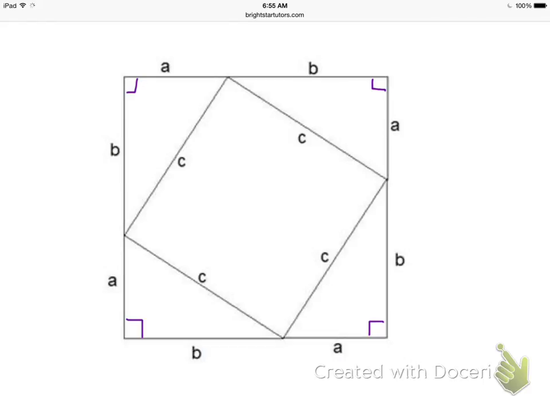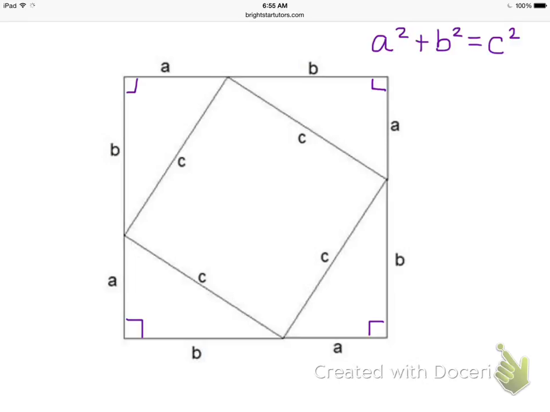Okay, so remember, we're trying to show that if we take A and square it and then add it to B squared, we get C squared. I'm not expecting you to be able to recreate this proof, but I want you to be able to follow the proof. So that's our goal here today.